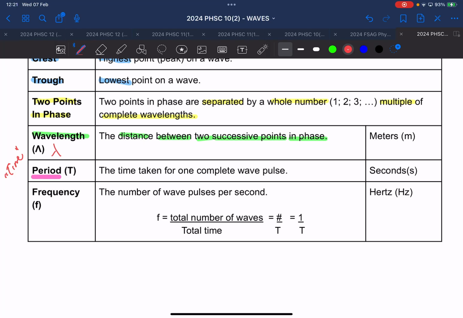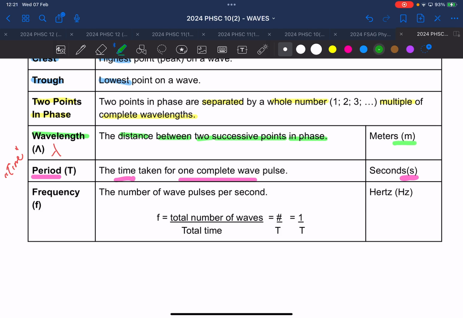The period is the time frame. Like this is one period, a science period. So the time set out for science today. Okay, so what is period when it comes to waves? It is the time taken for one complete wave pulse, and that is measured in seconds.